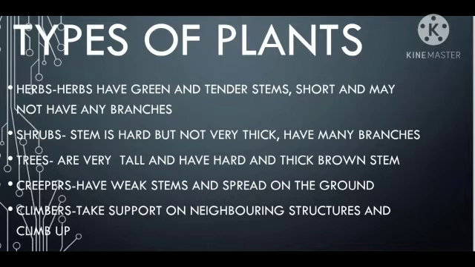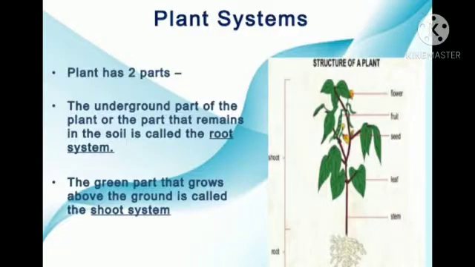You all are familiar with all these types of plants. Now we will study about parts of a plant. A plant body can be classified into two main parts, that is root system and shoot system. The part of the plant which is found below the ground is known as root system, and the part of the plant which is found above the ground is called shoot system.